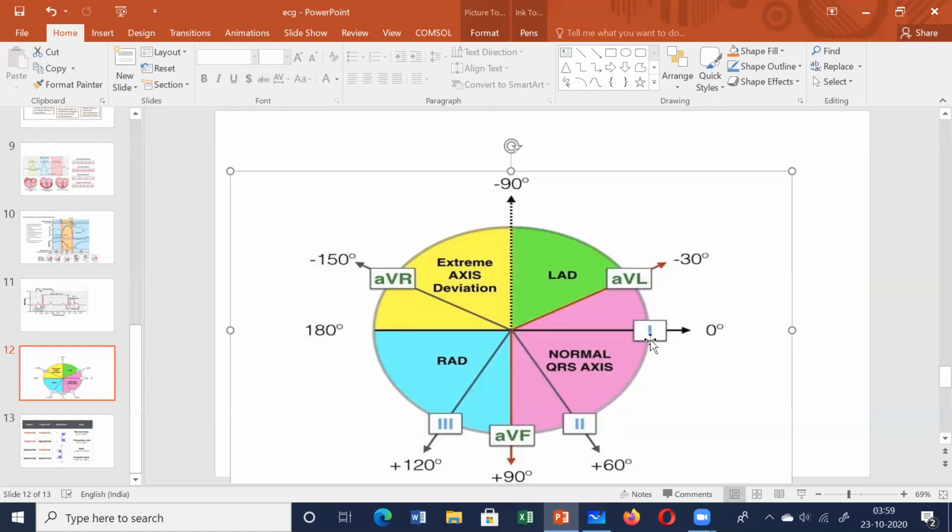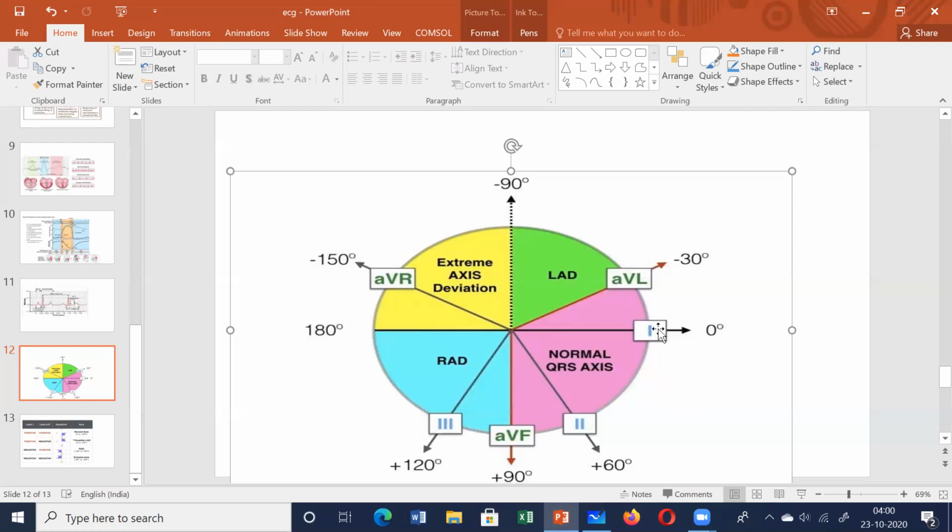Now, if the net QRS deflection in lead 1 is negative, then you look at the lead AVF. Next you look at the lead AVF. If the lead AVF is positive, then the axis is rightward. However, if the lead AVF is also negative, then again it means an extreme axis deviation.